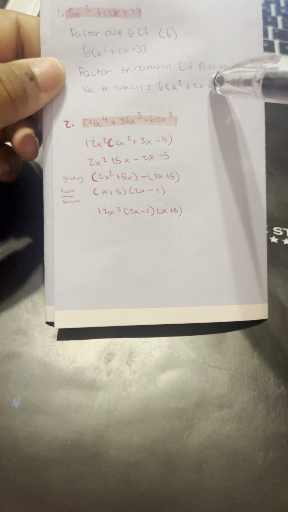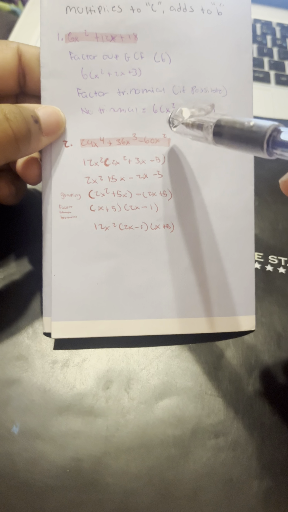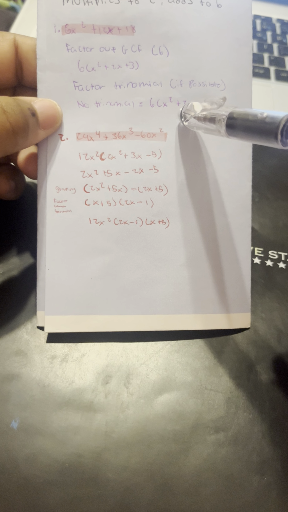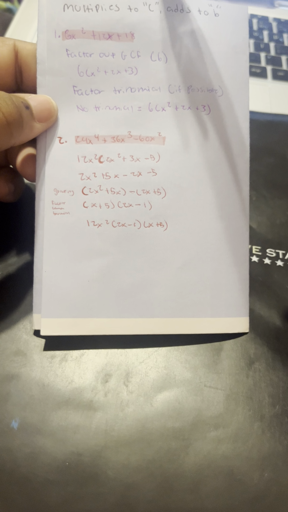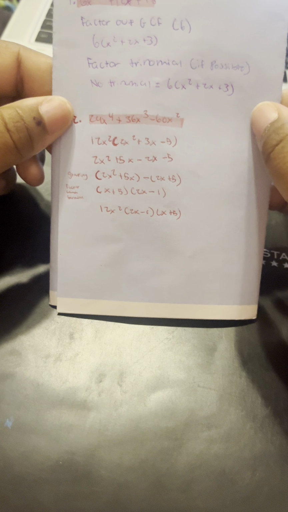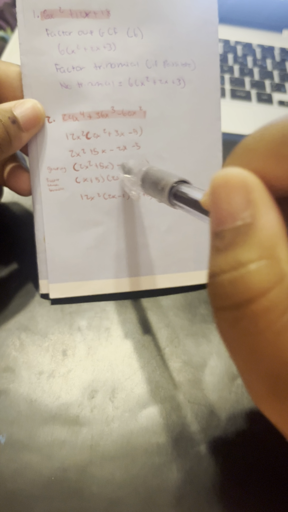We factor the trinomial if we can. Since we cannot, the final answer is 6 times x squared plus 2x plus 3. Follow these same steps down here, except we can factor the trinomial. So we factor the trinomial down here by grouping and factoring the common binomial, which gives us this answer.